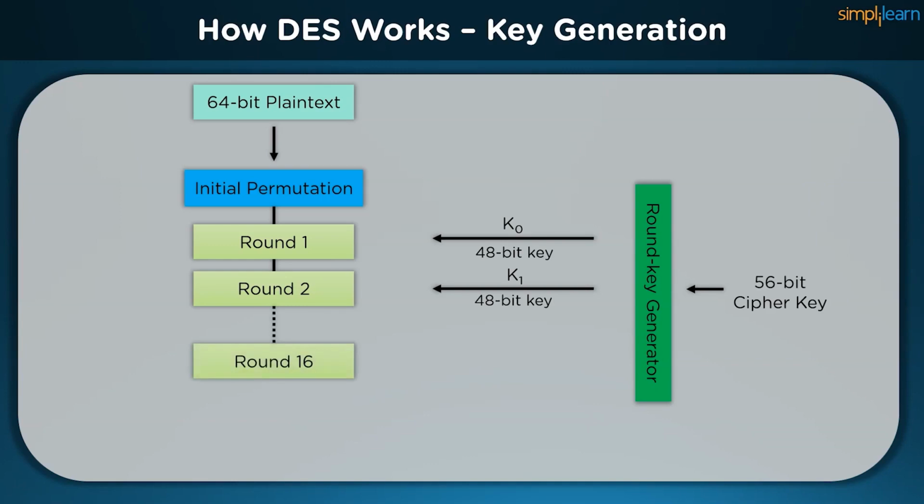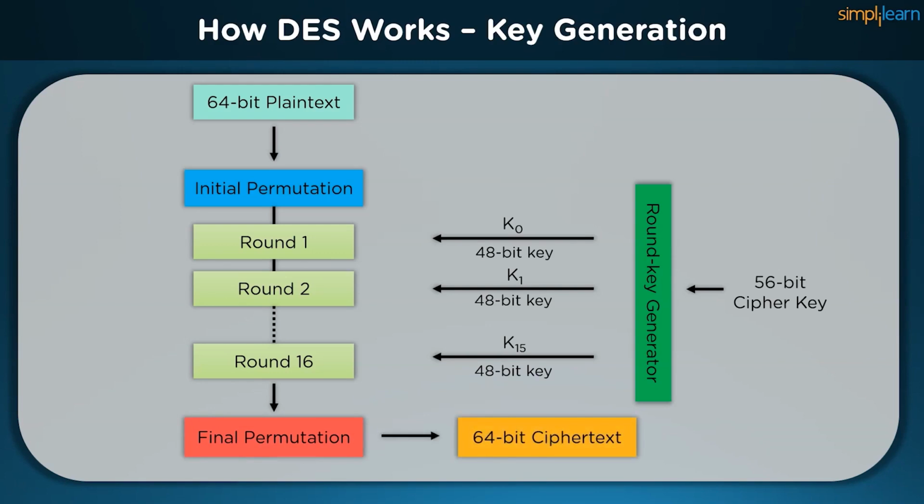When passing through all these rounds, we reach round 16, where the final key is passed on from the round key generator, and we get a final permutation. In the final permutation, the halves are swapped, and we get the final ciphertext. This is the entire process of DES with 16 rounds of Feistel ciphers encompassed in it.